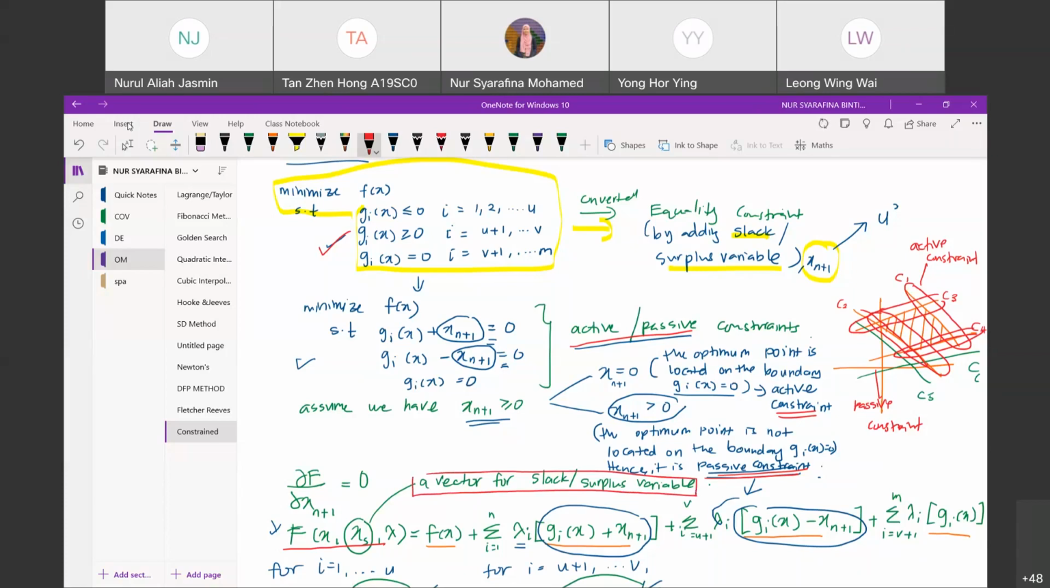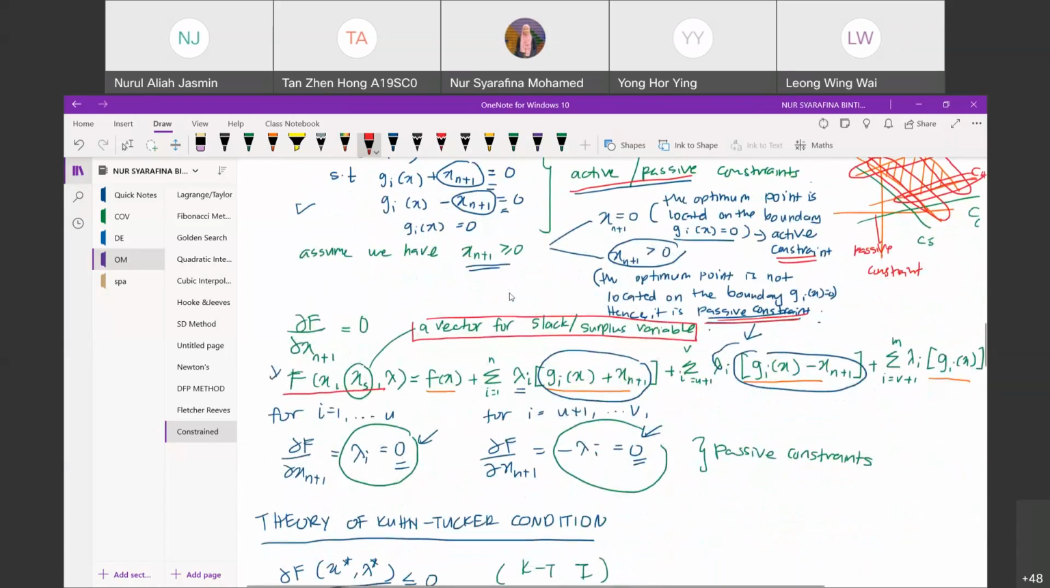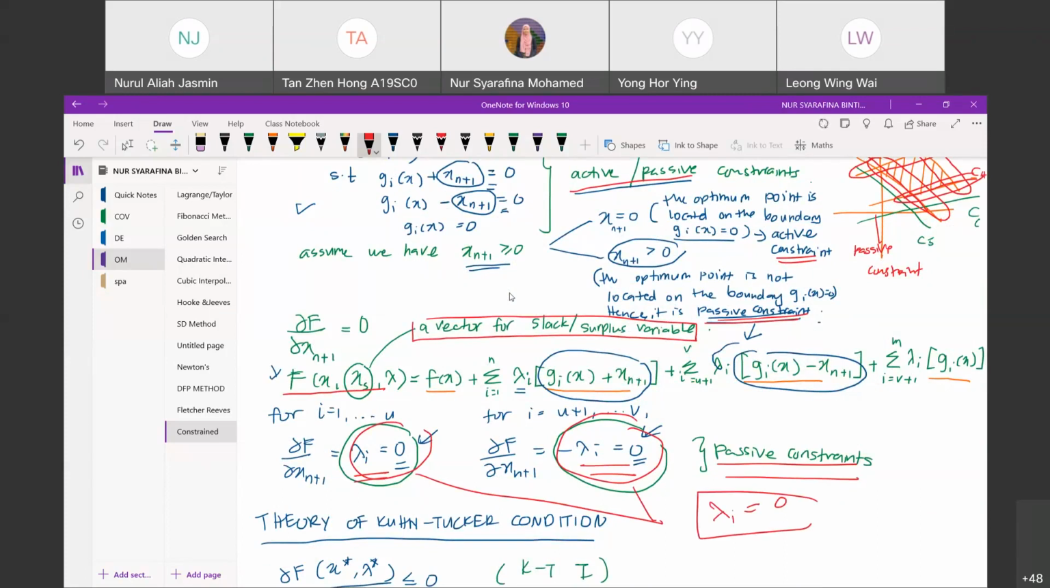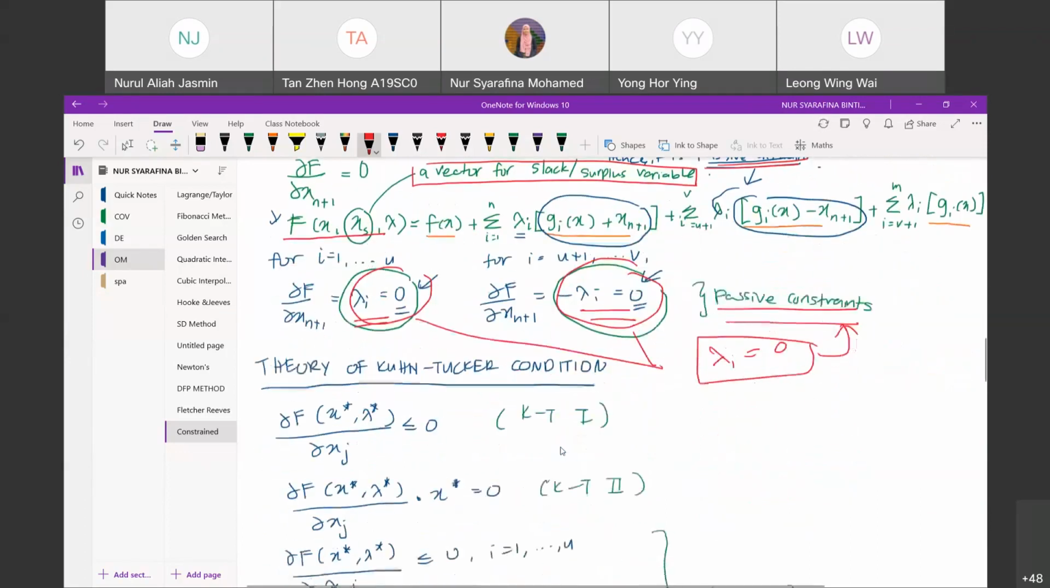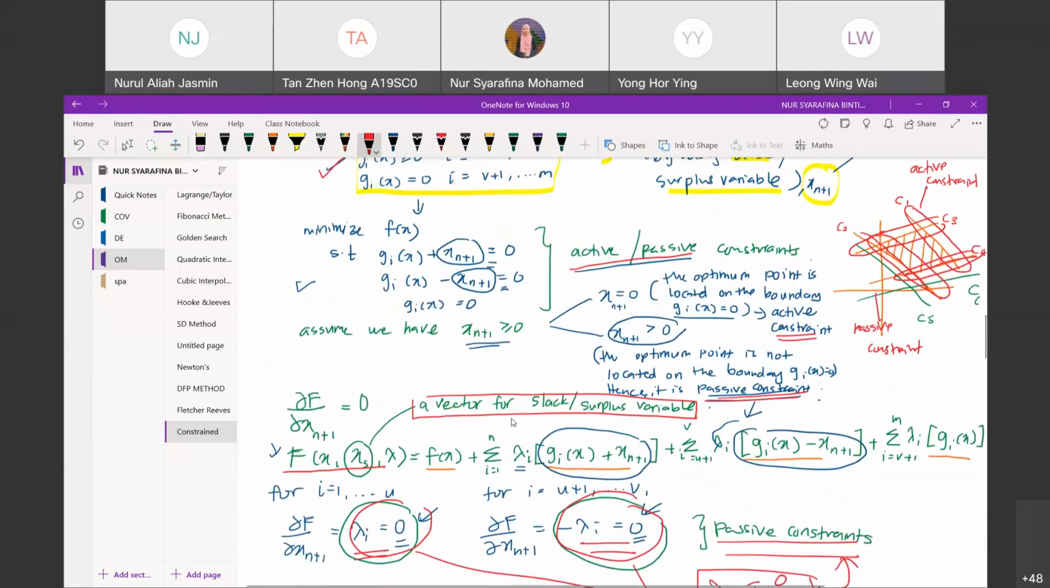Okay, so we substitute the problem, the inequality constraint problem, into this Lagrange. Okay, and then we are going to have the solution of lambda here. So that's why when it is passive, the lambda equals 0. So you are going to use this to apply to the Kuhn-Tucker condition after this. So when it is passive, lambda i equals 0. Okay, so now we apply this Kuhn-Tucker condition by identifying which constraint is active, which constraint is passive.